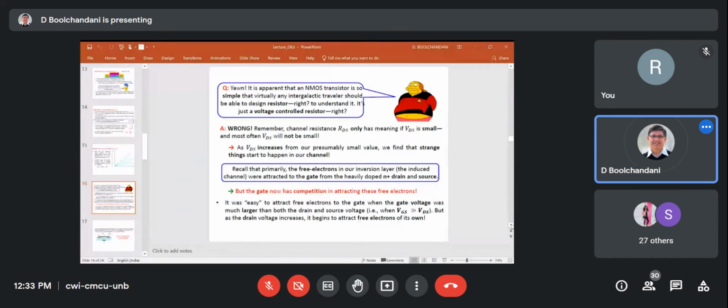So this RDS has a meaning only when VDS is small. And most often we'll see that this VDS is not small. This VDS is greater than VGS minus VT, right? So this transistor, which behaves as a resistance, is only for a smaller value of VDS.